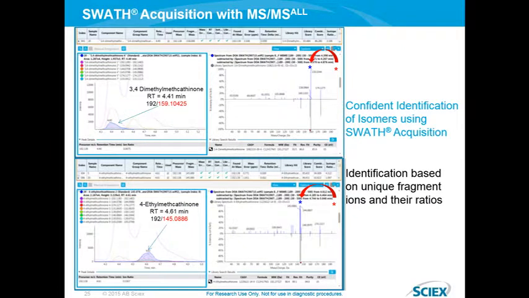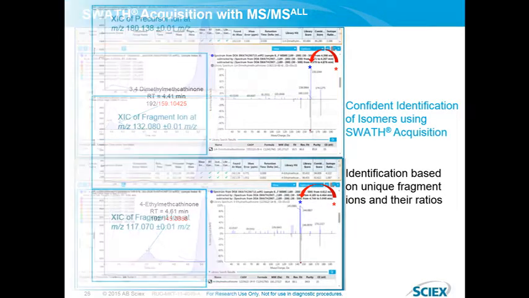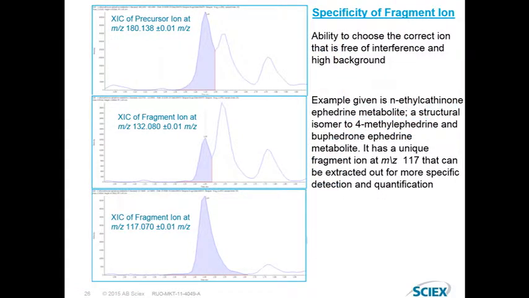Thanks to the SWATH, it is also possible to improve the identification of the compounds during the MS-MS thanks to the use of unique ion fragments and their ratios. We can see in this example two compounds, two metabolites of cathinone with two different retention times, and for each compound a unique fragment for identification and the ratio to identify the full spectrum. In this way, it is possible to improve the identification of different isomeric compounds and contribute to a better specificity.